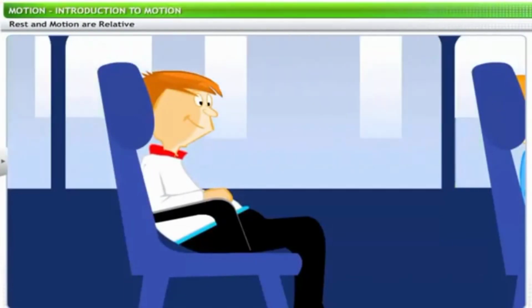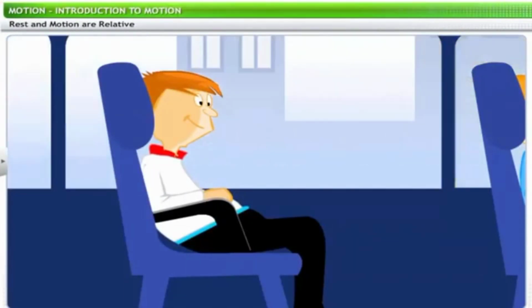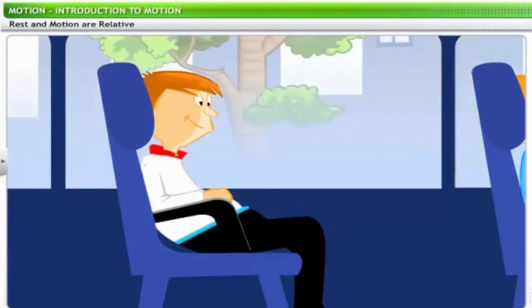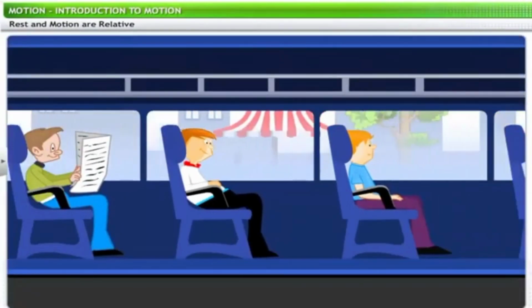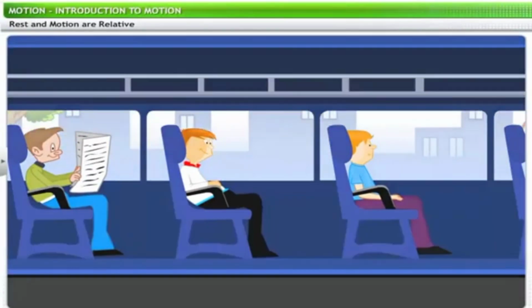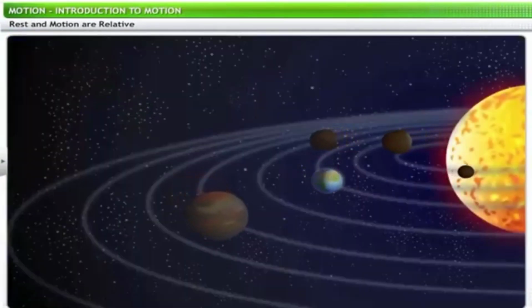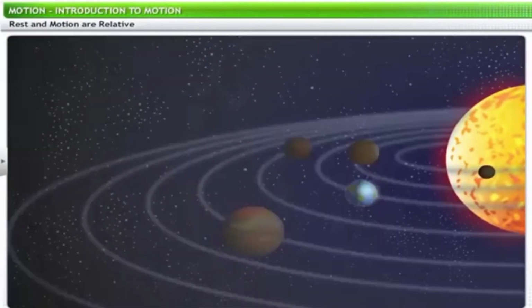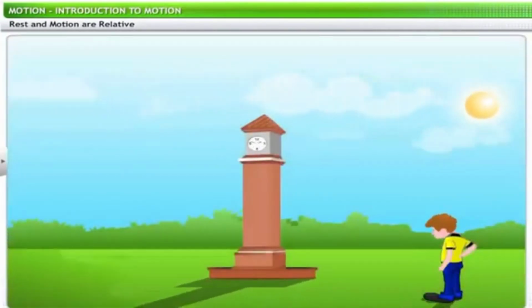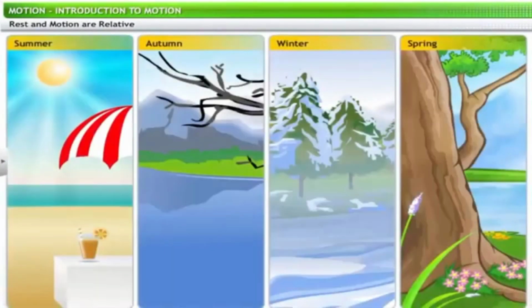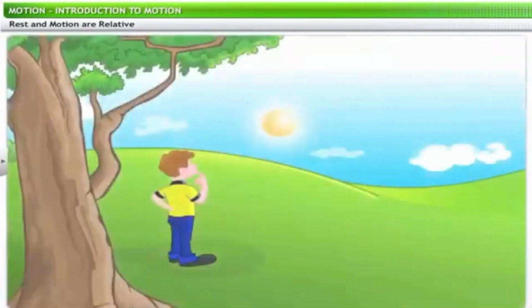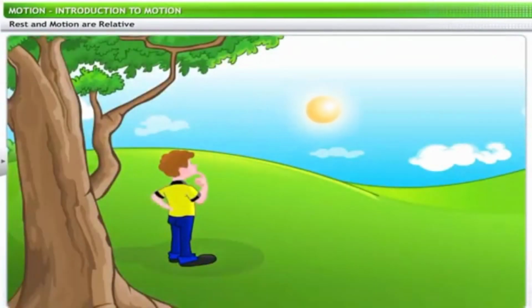Consider a bus moving along a road. A passenger in the bus perceives the trees and other objects outside the bus to be moving, while his co-passengers seem to be at rest. Similarly, we cannot see the rotation or revolution of the Earth. However, based on the changes in the environment at various times of the day and transition of seasons, we can infer that the Earth is rotating on its axis as well as revolving around the Sun. Hence, overall, you are in motion as a part of Earth, but at the same time, you are at rest with respect to your immediate surroundings.